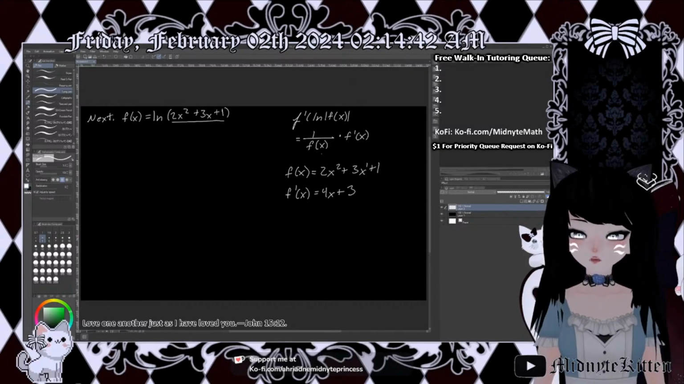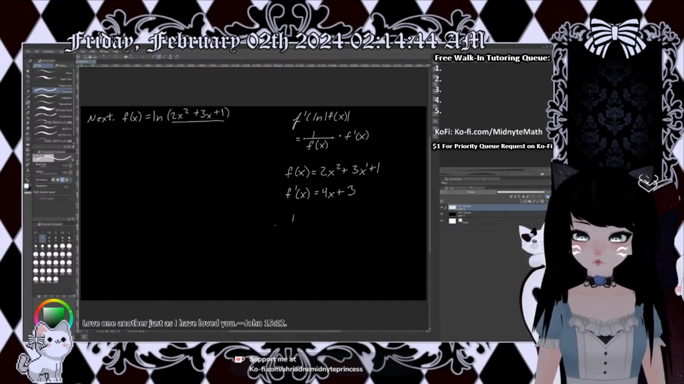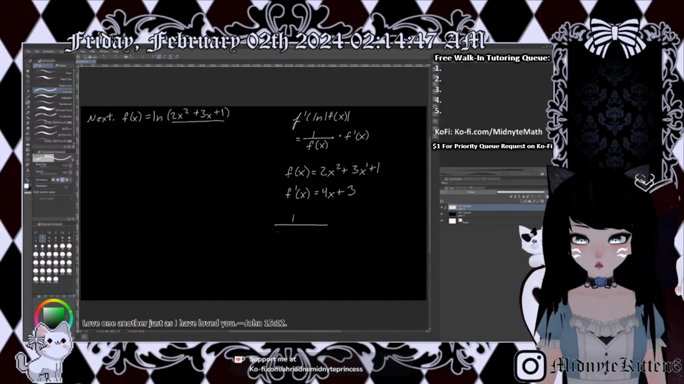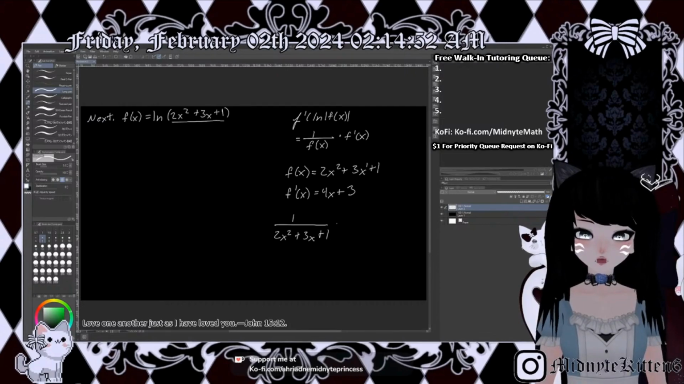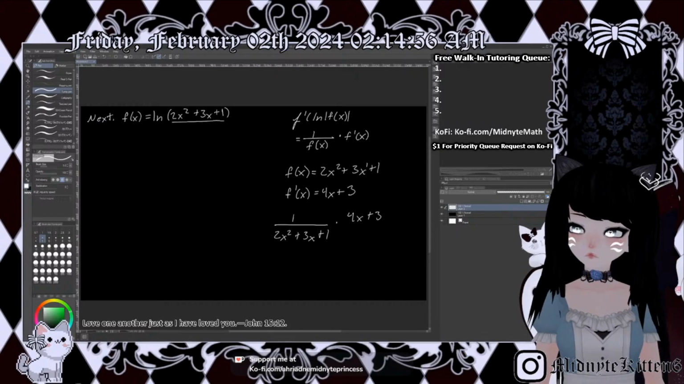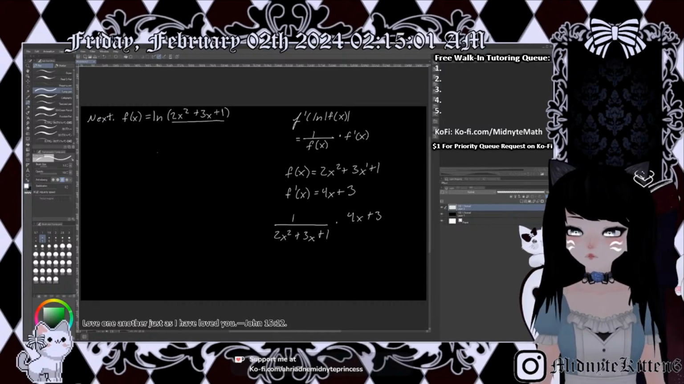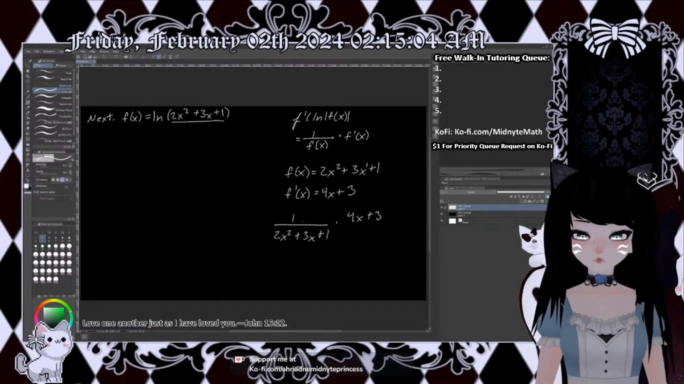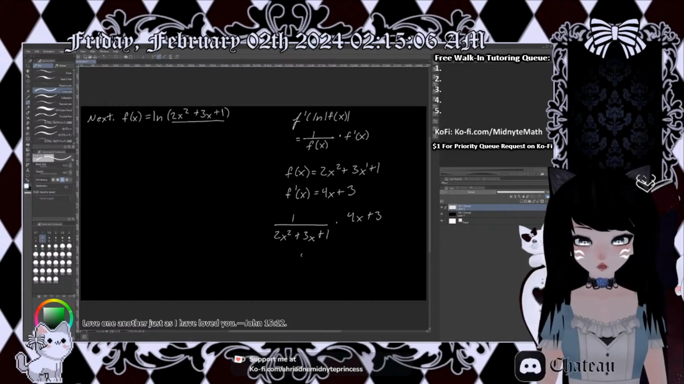And then we have 1 over f of x, which is 2x squared plus 3x plus 1, times the derivative, 4x plus 3. I guess that's the answer. So the answer is 4x plus 3 over 2x squared plus 3x plus 1. And that is all.